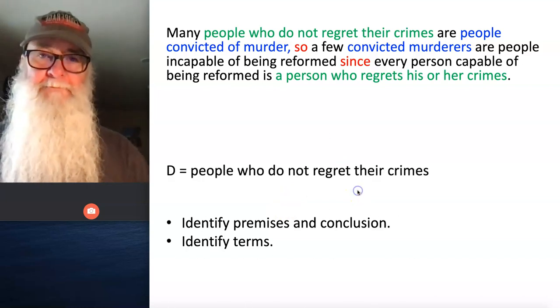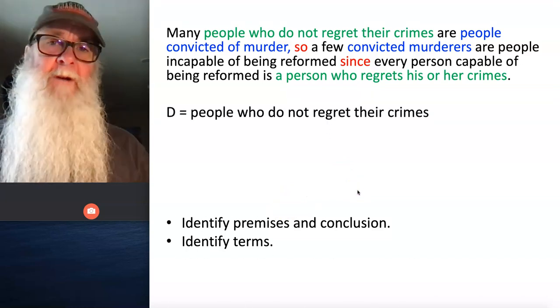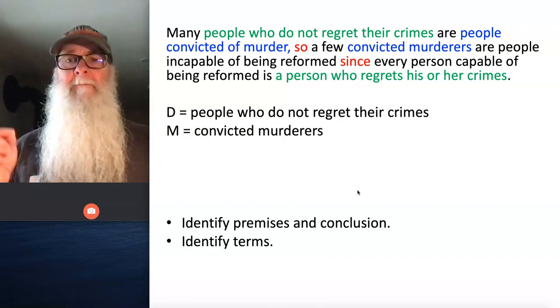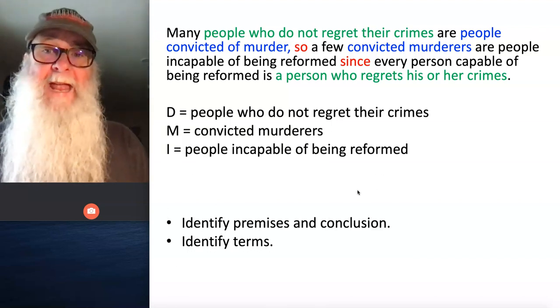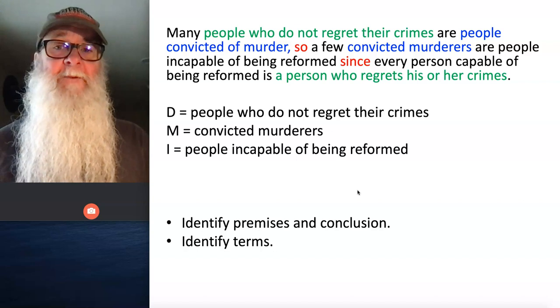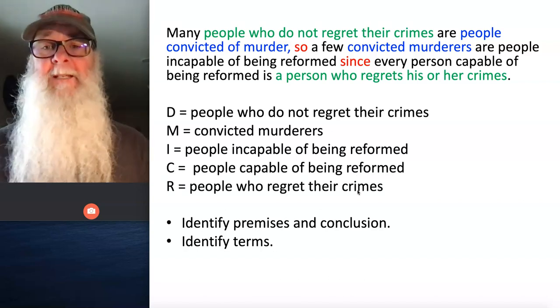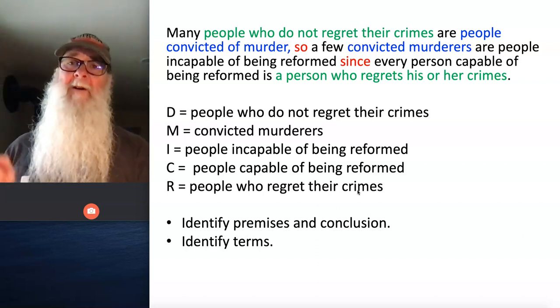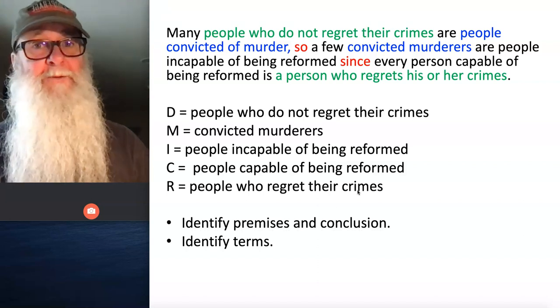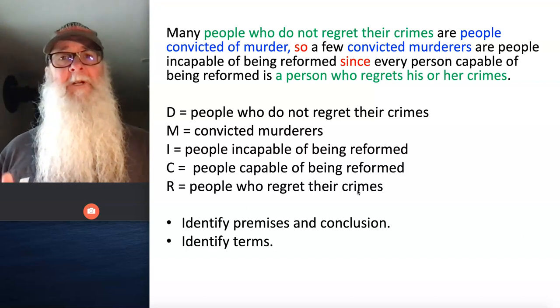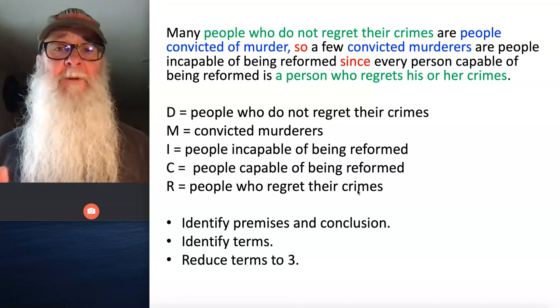So I chose the term people who do not regret their crimes, represented by D, convicted murderers, represented by M, people incapable of being reformed, represented by I, people capable of being reformed, represented by C, and people who regret their crimes, represented by R. I've got 5 terms. That's too many. So I've got to reduce down the number of terms. I'm going to do that by looking for term complements.